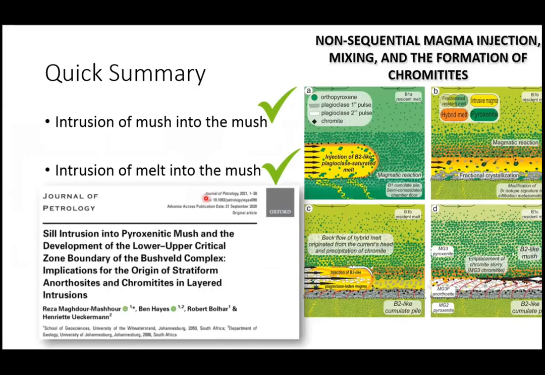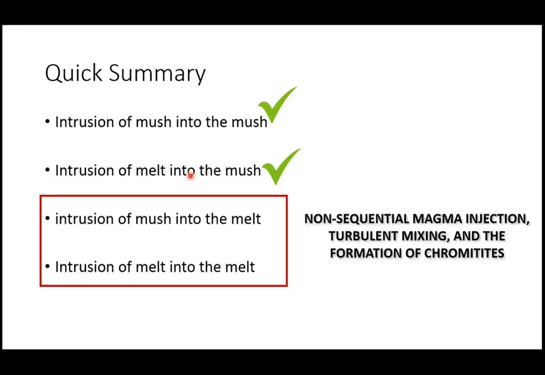We have also shown that both the intrusion of mesh and subsequently a pulse of melt into the mesh happened during the solidification of the boundary between the lower and upper critical zone of the Rustenburg layer. So in the following slide, I'm going to show you the possibility of two other emplacement mechanisms, plus turbulent mixing, to form UG1 chromitite. We suggest that this magma emplacement style is necessary to produce a thick chromitite layer such as UG1 in the Bushveld Complex. I will then talk about the implication for the morphology of the magmatic plumbing system.